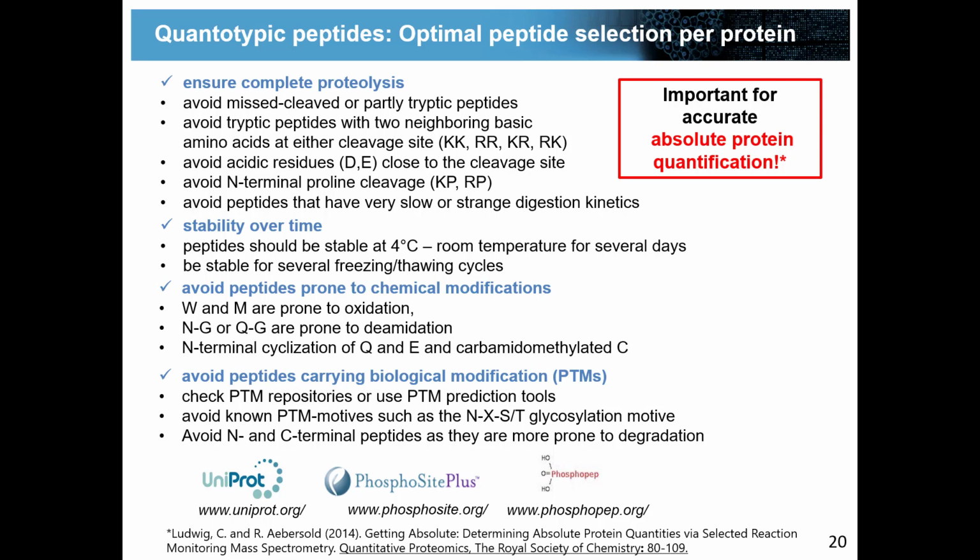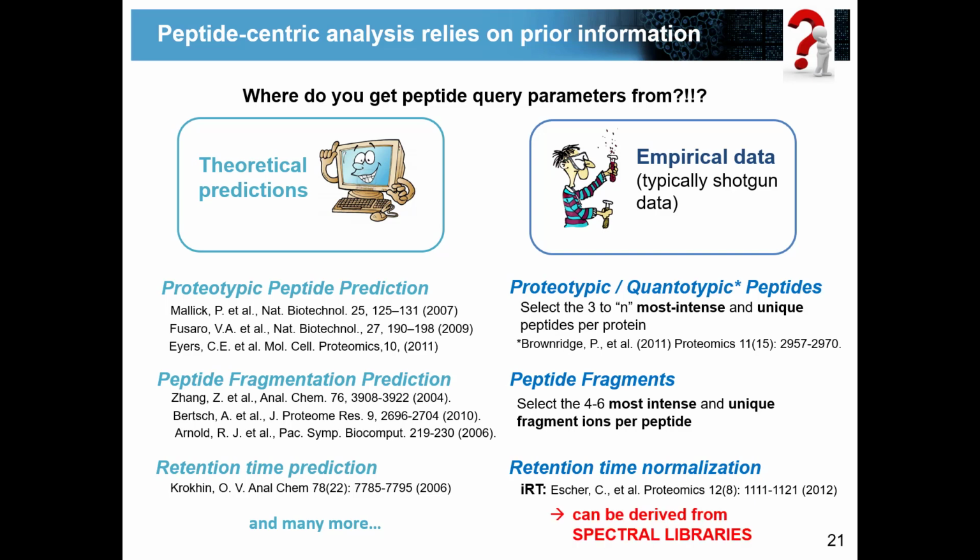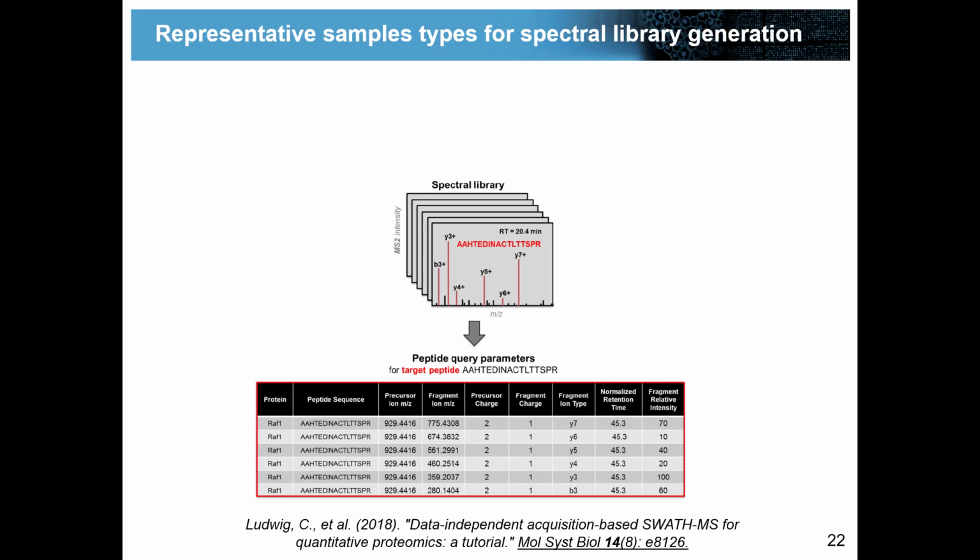Okay? Good, so peptide fragments: the 4 to 6 most intense and unique peptide fragments, and retention time normalization using iRT, means using empirical data to gather information about where certain peptides are eluting from your LC system. And all of those empirical parameters can be derived from what we call spectral libraries. Okay, so what's a spectral library?